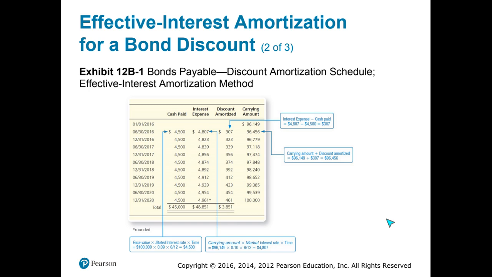This is also a good reference. And then it shows it laid out in the amortization schedule as well. Are there any questions about this?